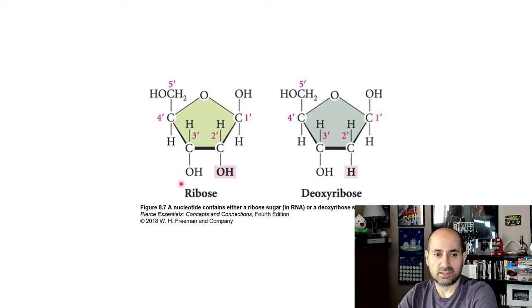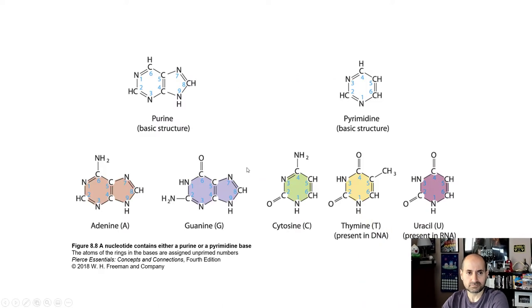So if I were to ask you what's the difference between ribose and deoxyribose, what would you say? You would say ribose has a hydroxyl group attached to the 2 prime carbon of the sugar, whereas deoxyribose only has a hydrogen attached to the 2 prime carbon of the sugar. You see that? If you can understand that, you're in good shape.